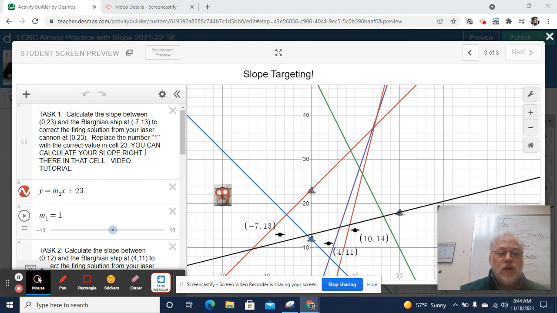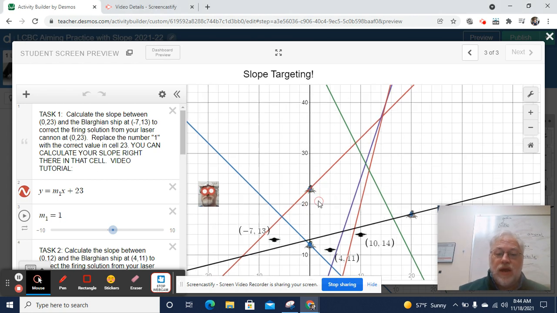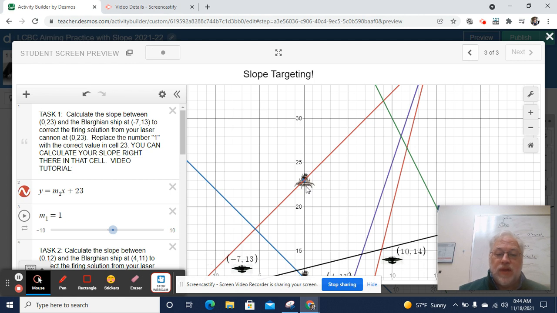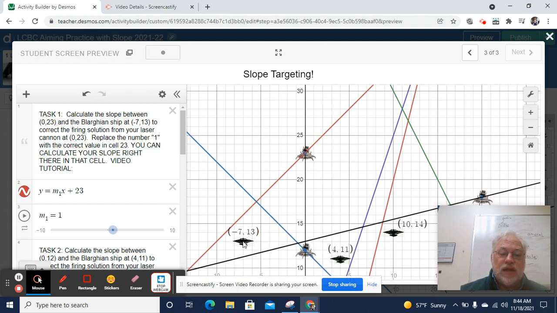In this laser cannon battle commander, you are going to have your laser cannon platforms. You want to target my Blargian ships. And so in this first one, I'm going to walk you through how to do this. You're going to calculate the slope between the point here at (0, 23) and the point here at (-7, 13).